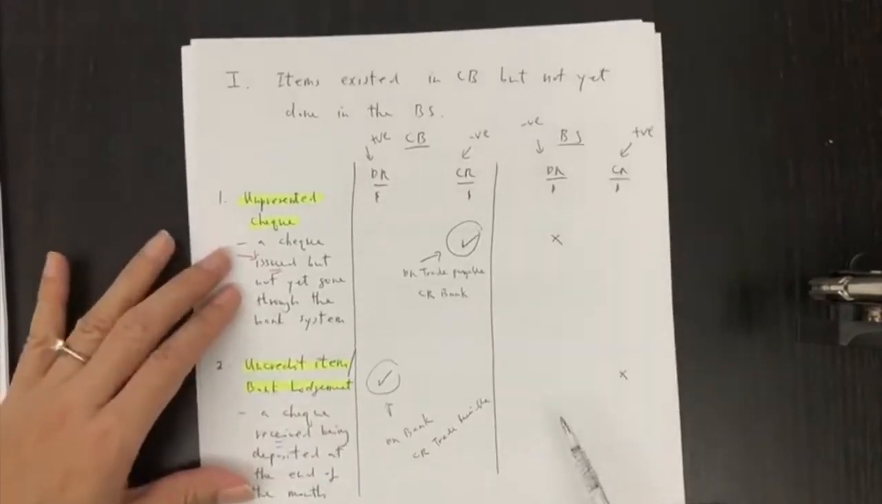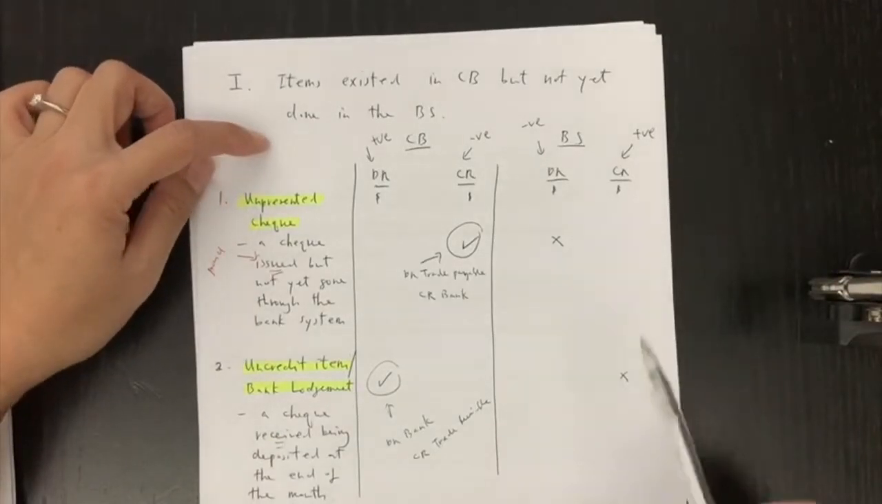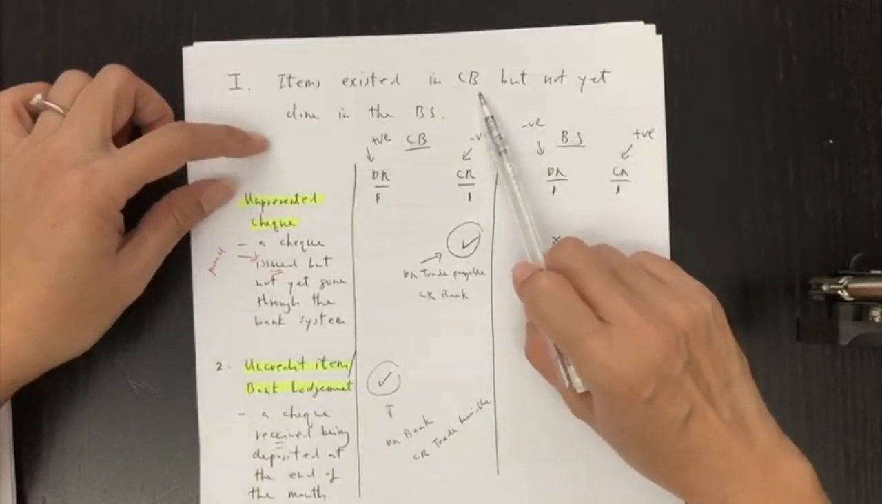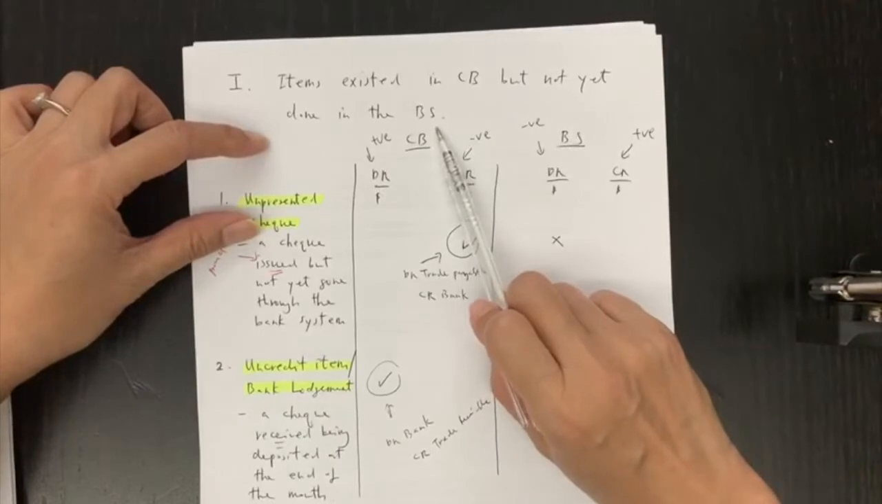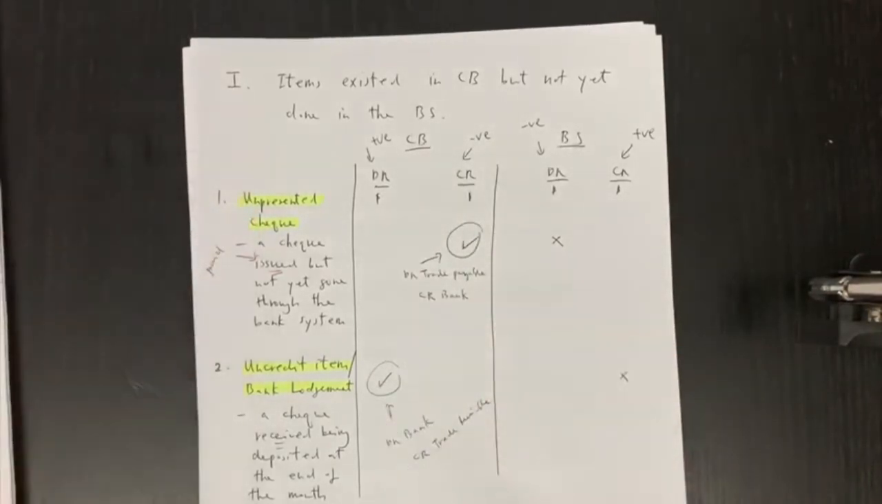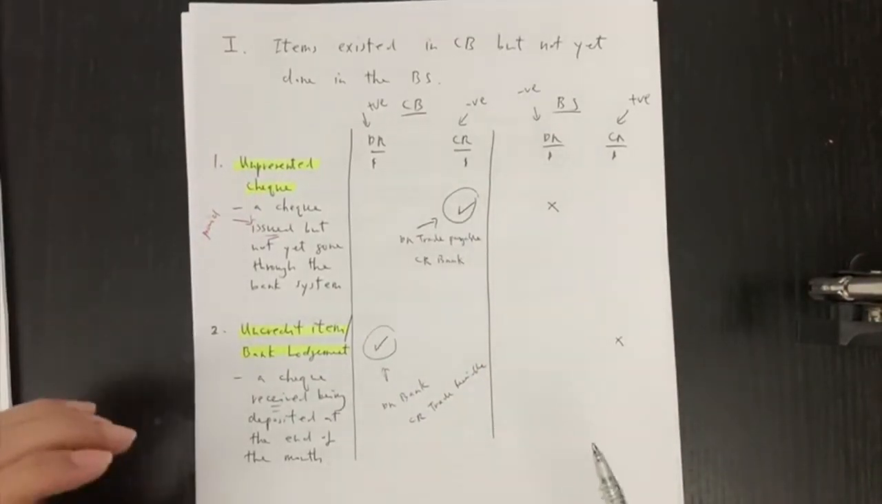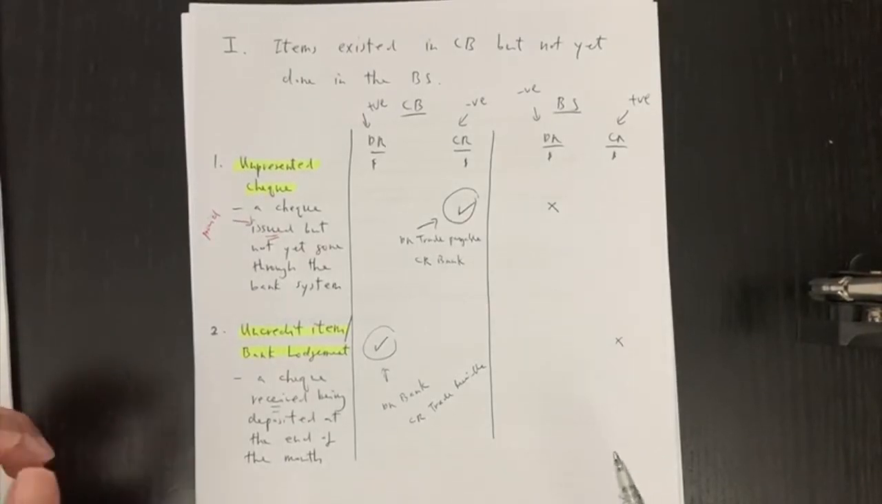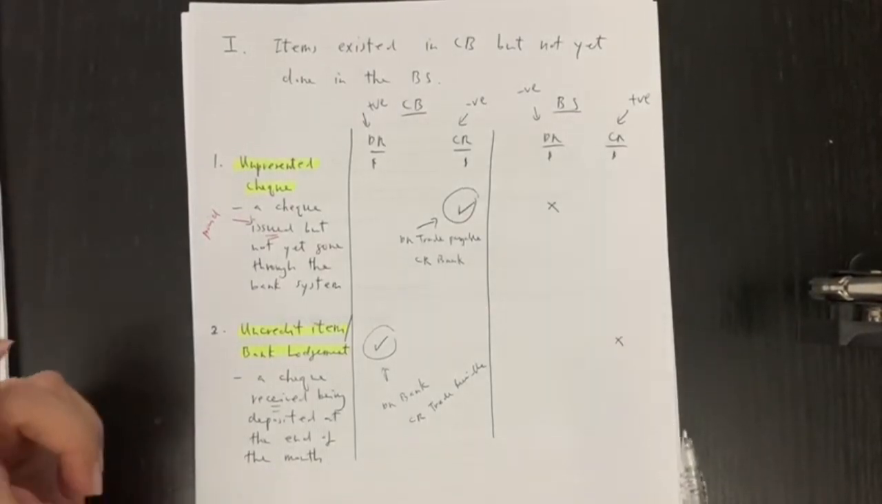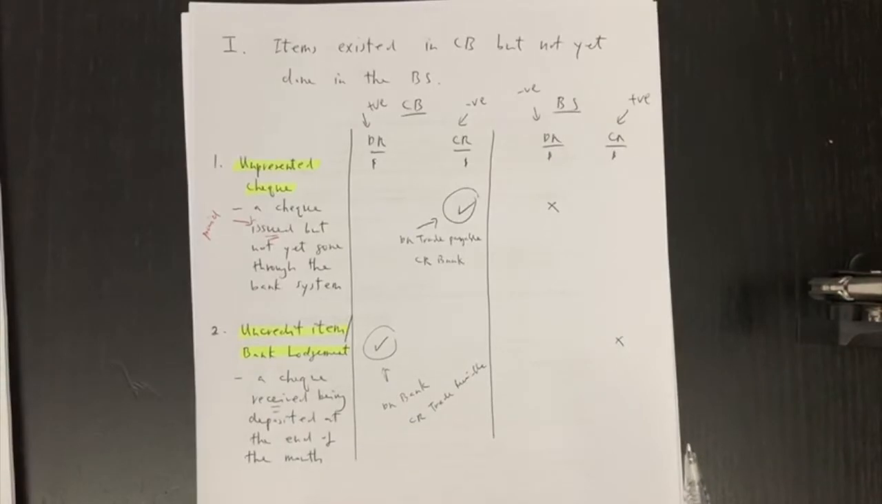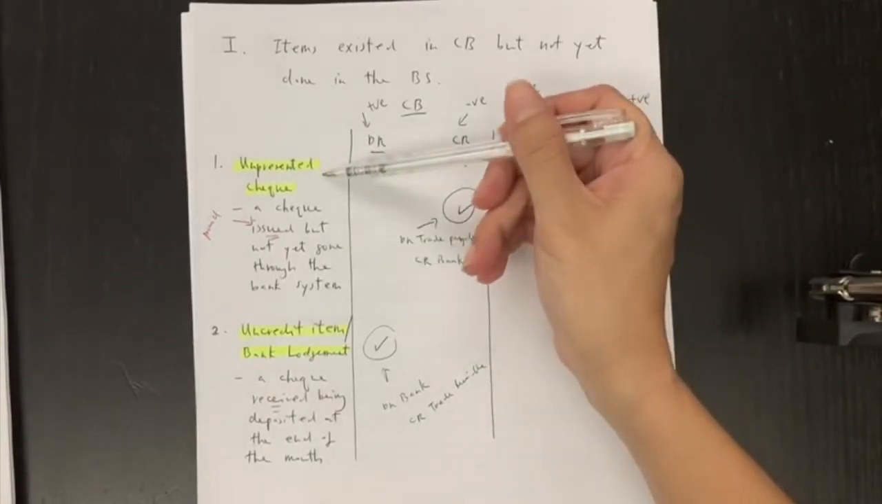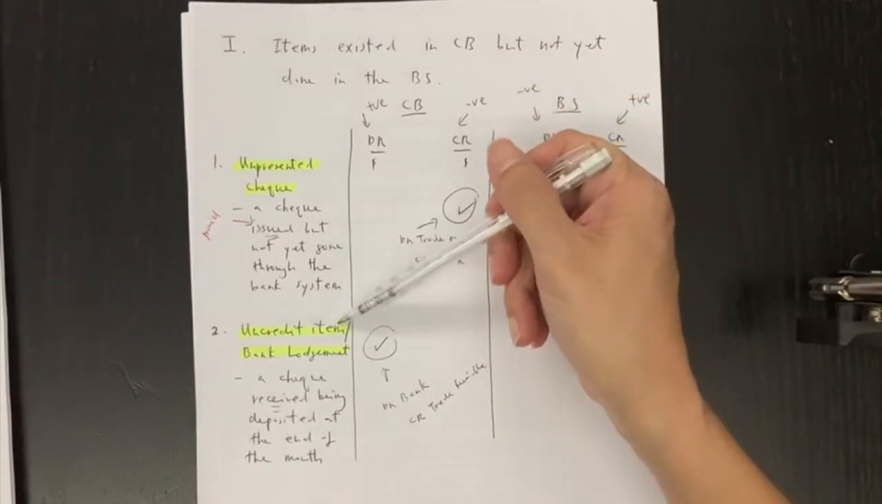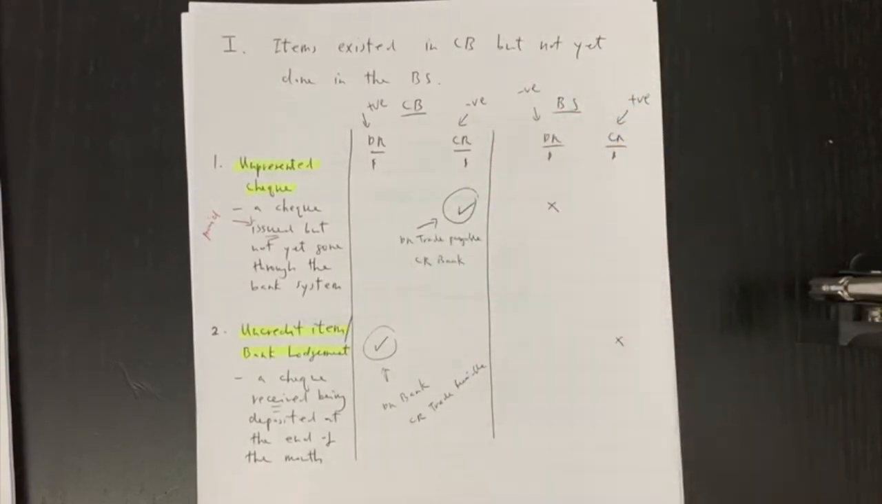So this is about items that exist in the cash book, done in the cash book, but not yet done in the bank statement. That's why chapter 7 is about the bank reconciliation statement, to find out all the reasons why the closing balance in the cash book and the closing balance in the bank statement are not the same. So now we have the unpresented check and the uncredited item, or bank lodgement.